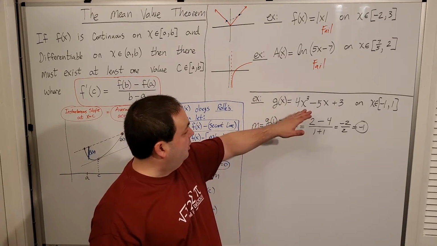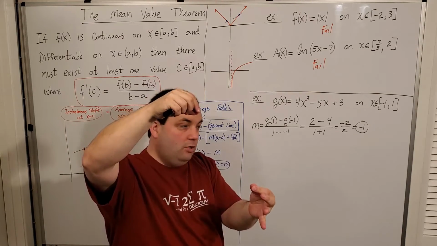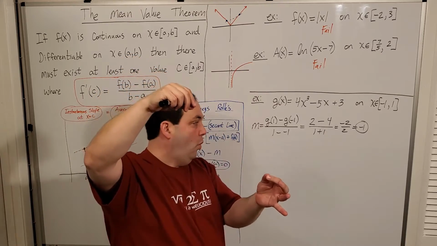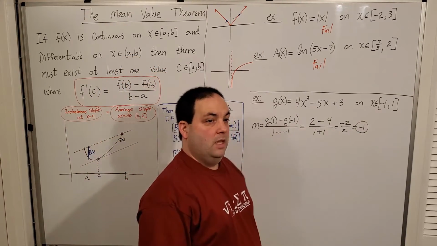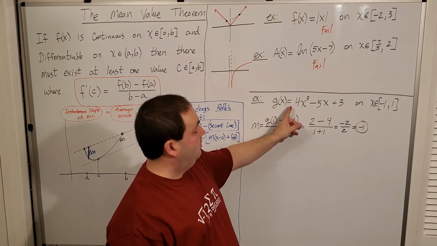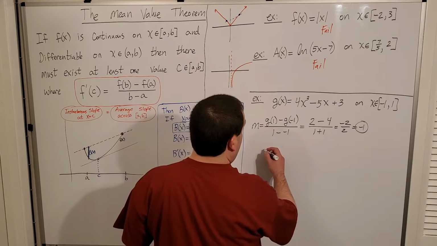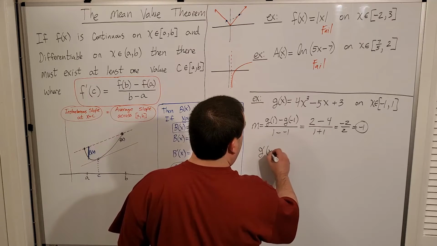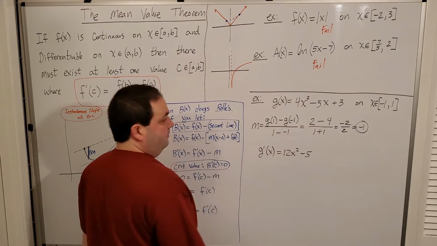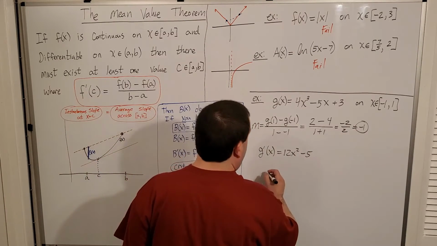If you look at the graph of this, at the two different points on the graph, the secant slope, the average slope of the line that connects those 2 points, is -1. So now let's find the points on that interval where the tangent slope is equal to that same secant slope. First, let's start with the derivative. g prime of x is going to be 12x squared minus 5. Then I'm going to set that equal to -1.